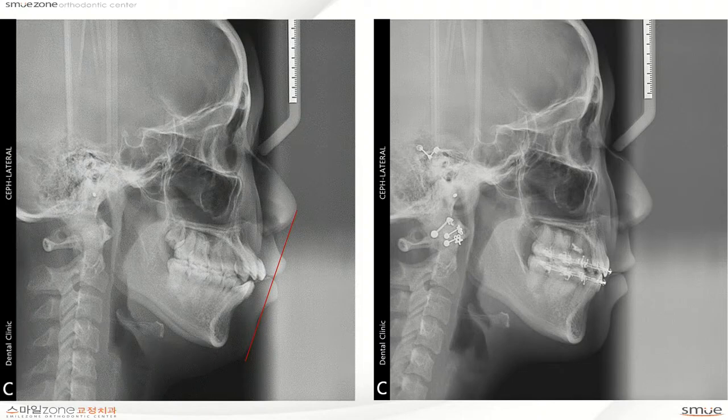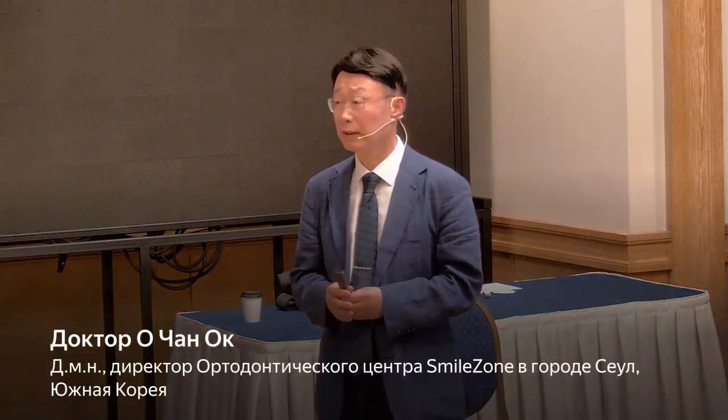So it's a very similar situation, but we have to extract. We have to. But if we can, sometimes we can treat that non-extraction. That decision is the diagnosis and treatment planning.